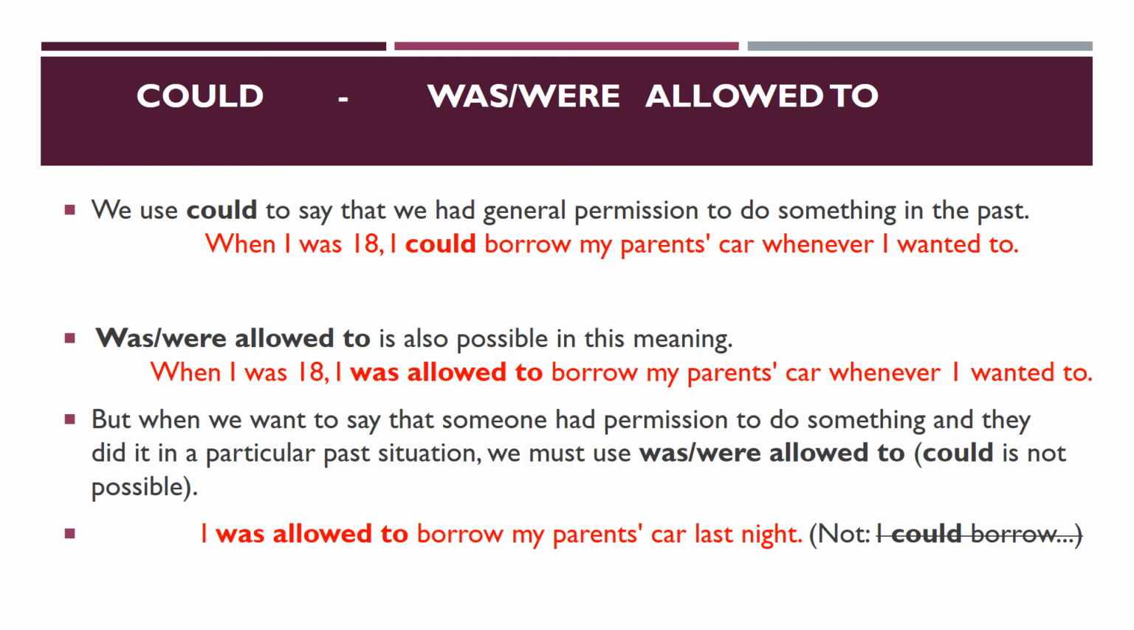But when you want to say that someone had permission to do something and they did it in a particular past situation, we must use was or were allowed to. And could in this context is not possible. For example, I was allowed to borrow my parents' car last night. And in this context, I could borrow my parents' car last night is not possible.